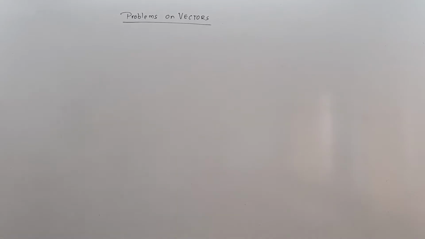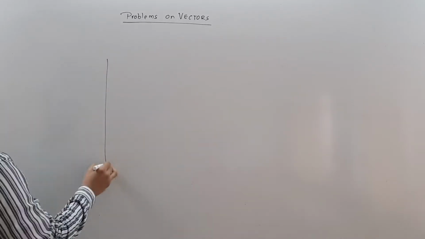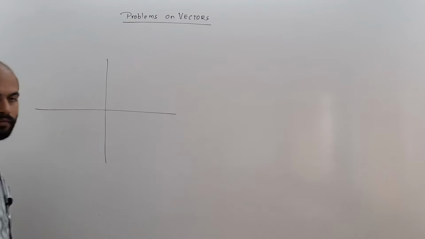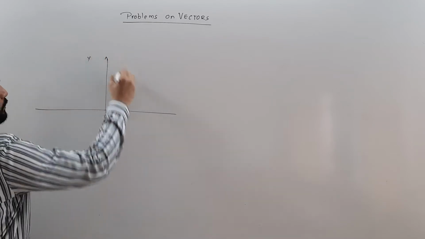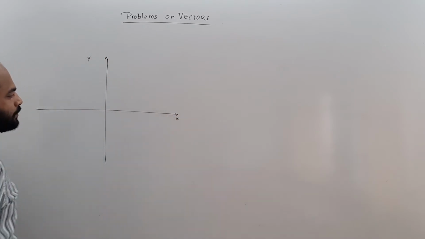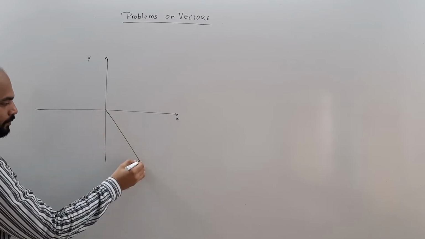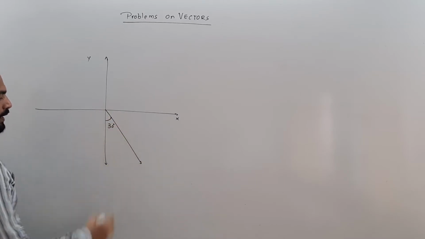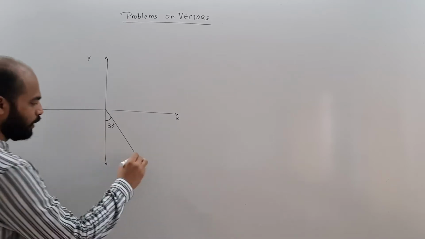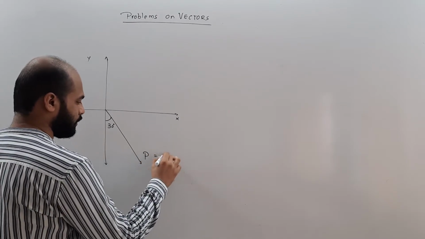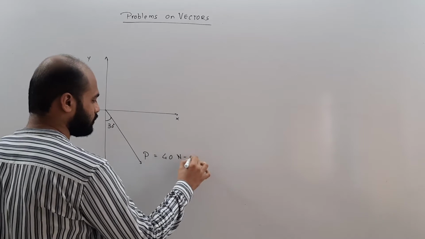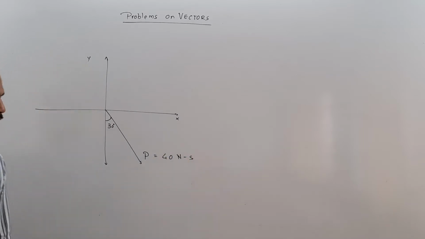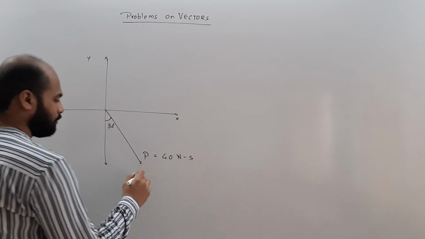The first problem is given as, this is the x and y axis. So this is y and this is x. There is this momentum which is at 30 degrees to y axis, and the value of this vector p is 40 Newton second. So this is the momentum.